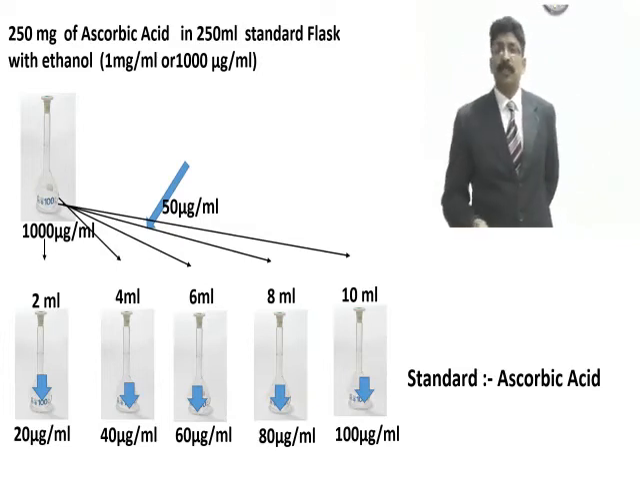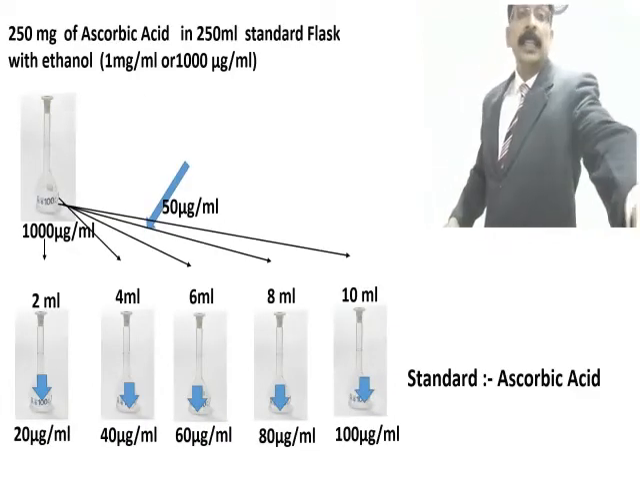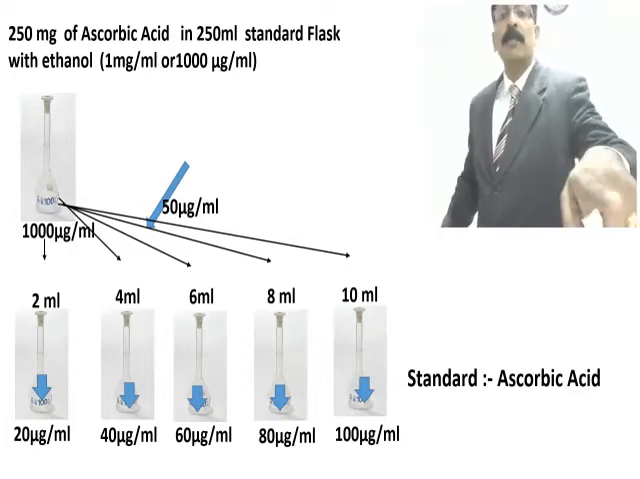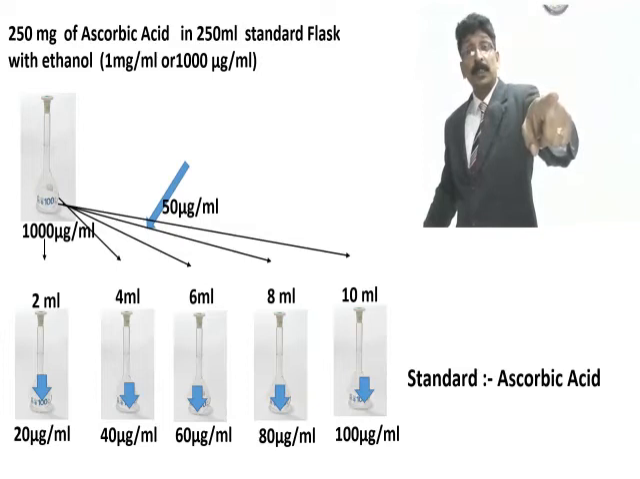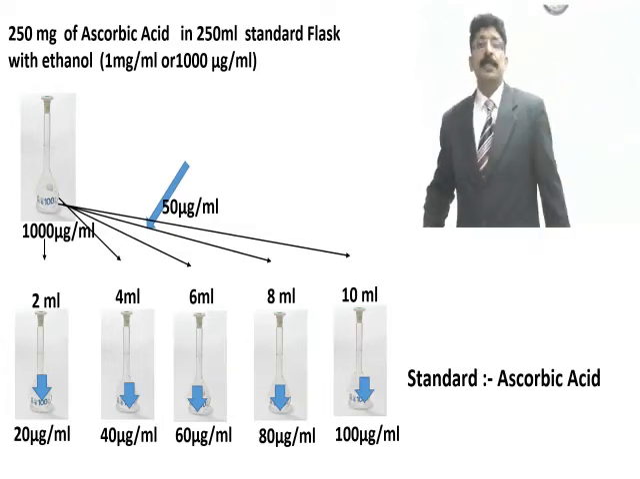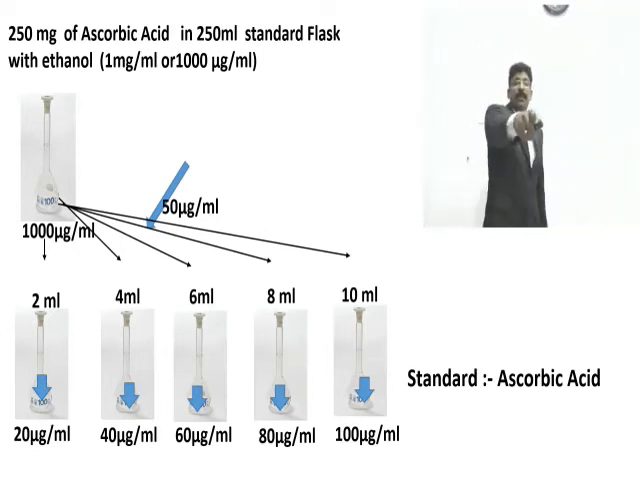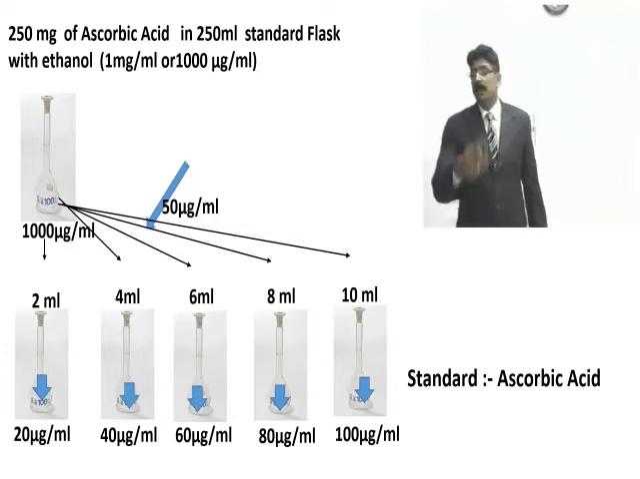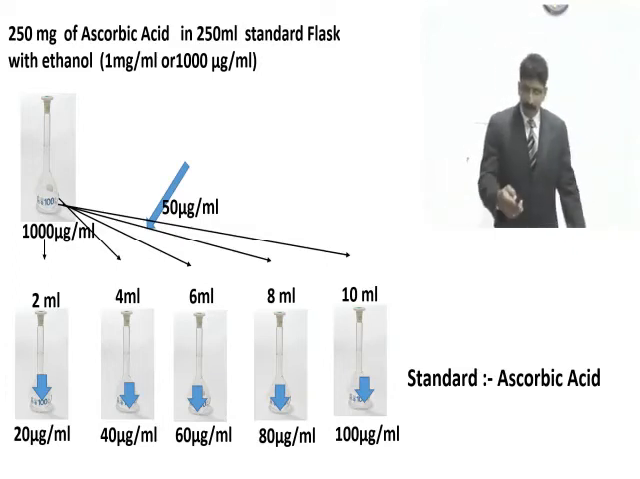So like this, you have to prepare various dilutions. There is a mistake which I have shown again and again. That place which is shown for 1000 microgram per ml, it is a 100 ml standard flask which is shown in the picture in the slide. It should be a 250 ml standard flask, and there is no need to have this 50 microgram per ml in this picture, in this arrow. Just ignore it. This is just to show you how the dilutions for standard and the sample should be made.